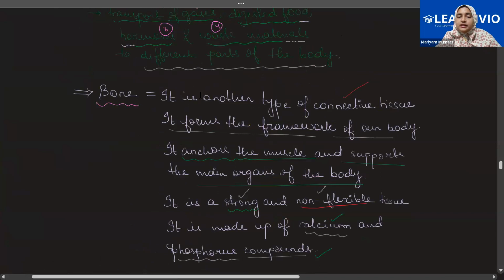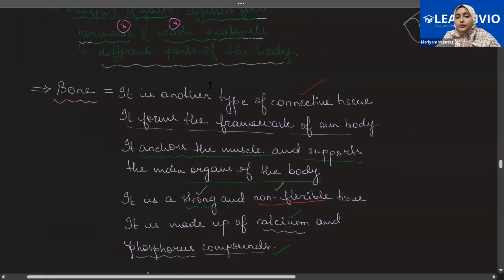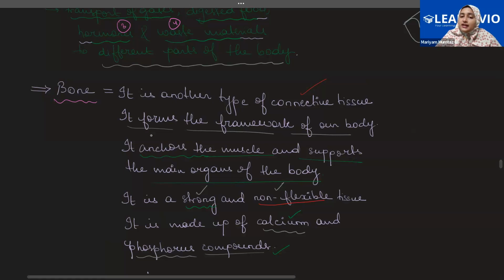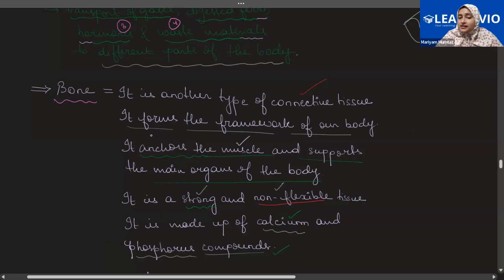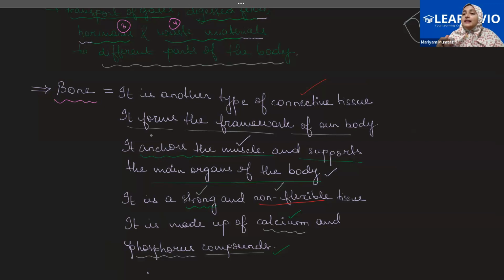Now, after the blood, we have the next type of connective tissue, which is the bone. Bone is another type of connective tissue, and we know that it forms our skeleton. It forms the framework of our body. It anchors the muscles and supports the main organs of the body. Anchors the muscle means the muscles are present in our body and they are attached to the bone. So that is why it says that they anchor the muscles.